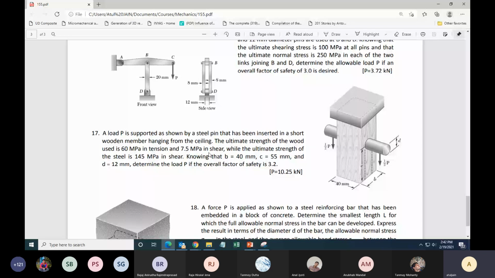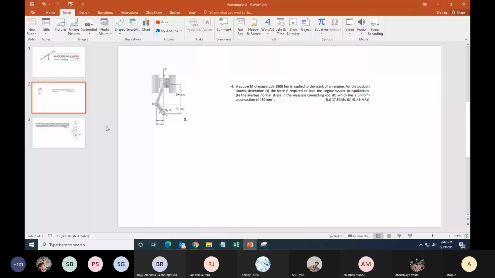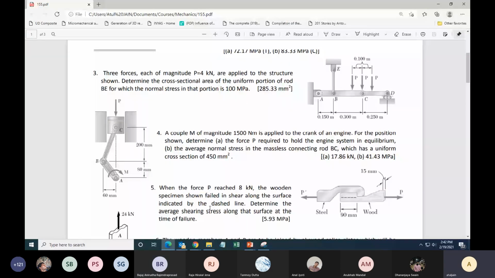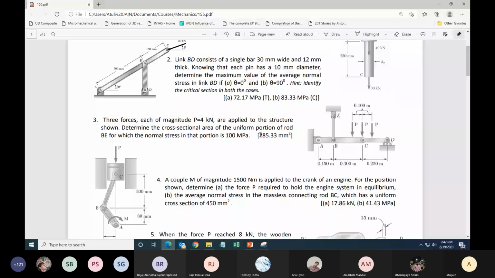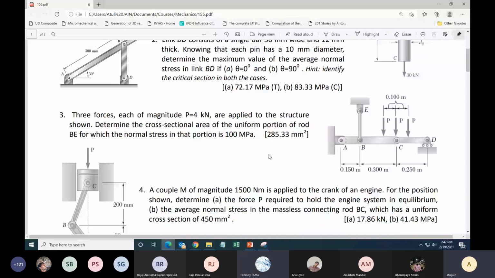Sir, I have a doubt in 9, the third one, sir. Tell me. Are you getting this number? I think I am getting 272. Did anybody get this number for the third question, 285.33? No, sir, I'm not getting that. Yes, sir, I got it. 285.33. Yes, sir, I got it.